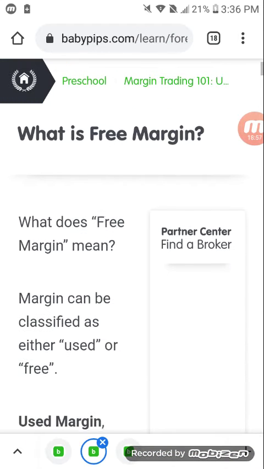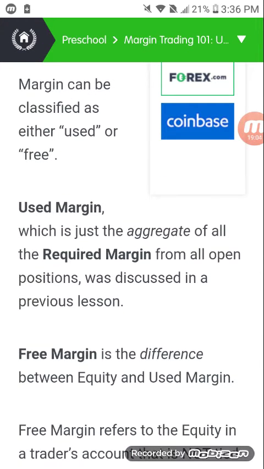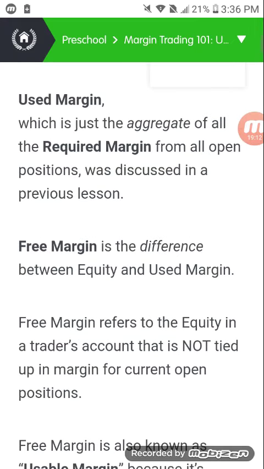So what is free margin? What does free margin mean? Margin can be classified as either used or free. Used margin is the aggregate of all the required margins from all open positions, which we discussed in the previous lesson. Free margin is the difference between equity and used margin.